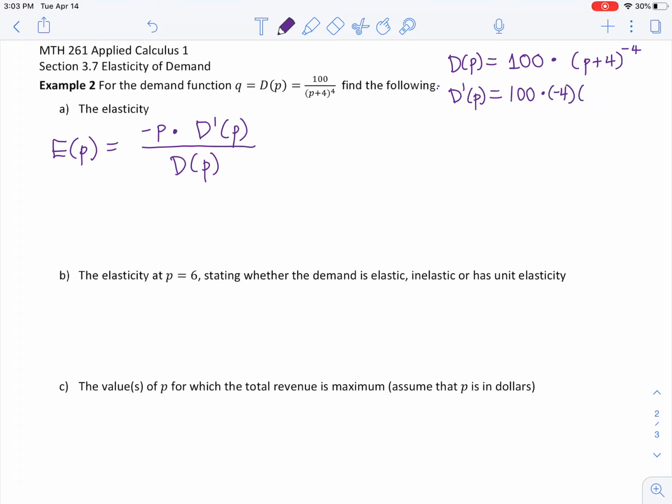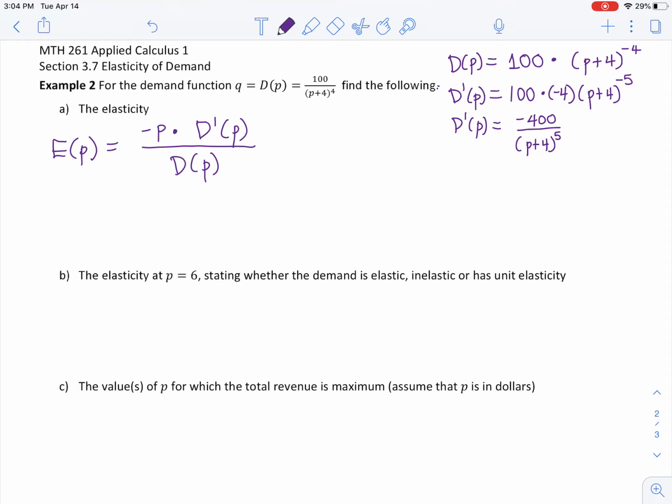So the 100 stays right there, but what comes down? The negative 4 comes down. And then I will have p plus 4 raised to the new exponent of negative fifth power. And I really have to multiply by the derivative of the inside part, which is just 1, so I don't have to multiply by that. If I simplify, the derivative of this demand function will be negative 400 over p plus 4 to the fifth power. So that's the derivative of the demand function.